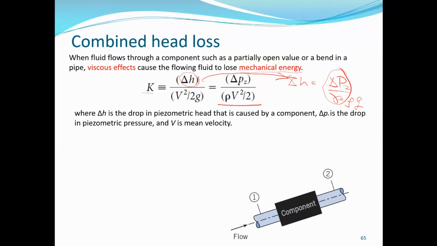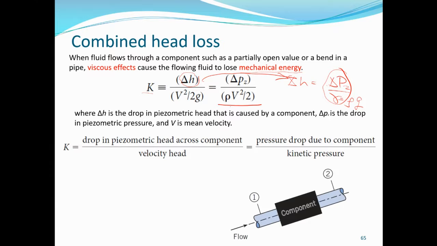So here you have a component, which can be a valve. Generally the coefficient is the drop in piezometric head across the component over the velocity head, which is based on the second form: the pressure drop due to the component over the kinetic pressure.